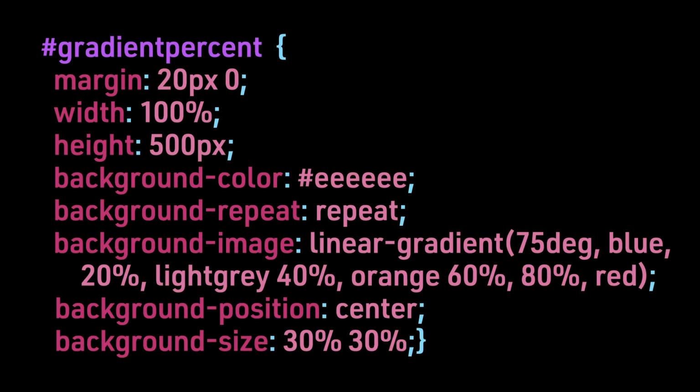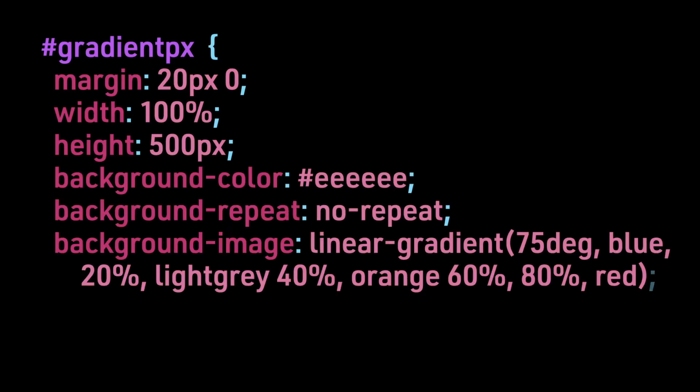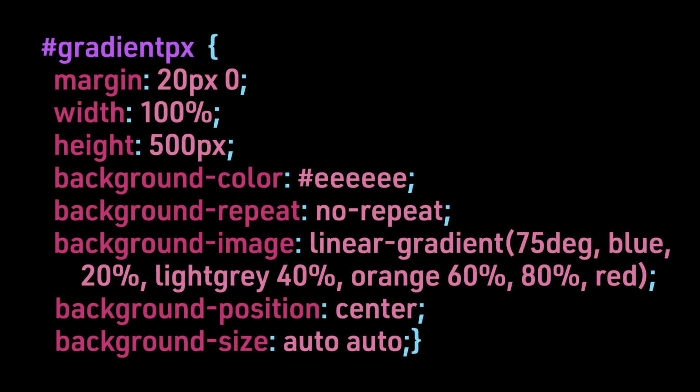In our second example, we are using percentages, and just for fun, we will change the background repeat to repeat so that it can tile. Here is the result. In the final example, we will use auto for both the width and the height. And this is how it will display. The gradient now fills the container.